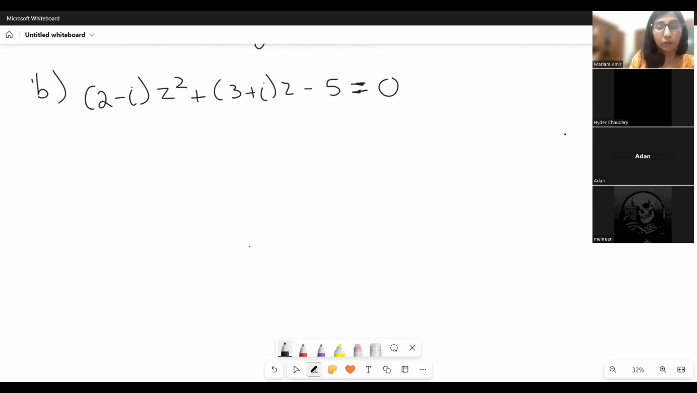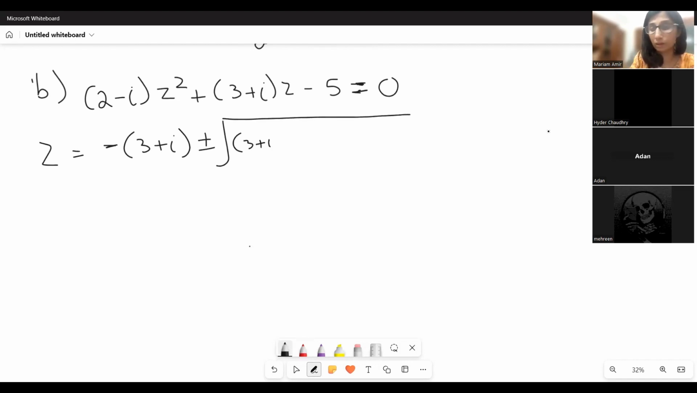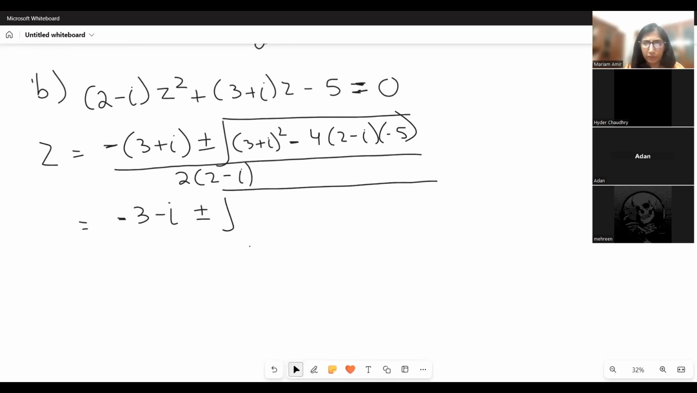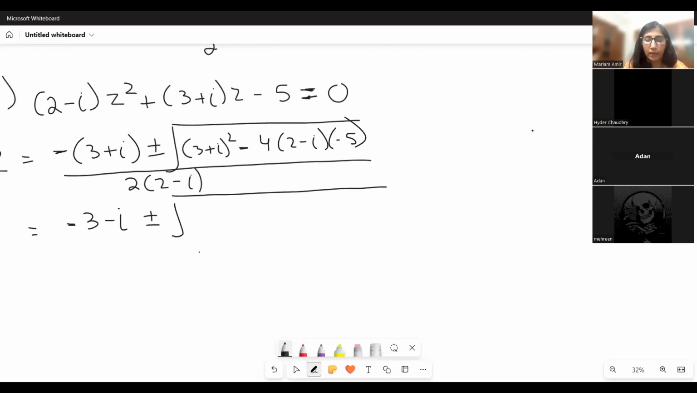Okay, so z equals minus b plus minus square root of b square minus 4ac upon 2a. So we have minus 3 minus iota plus minus square root. Inside the square root, let's solve it here.